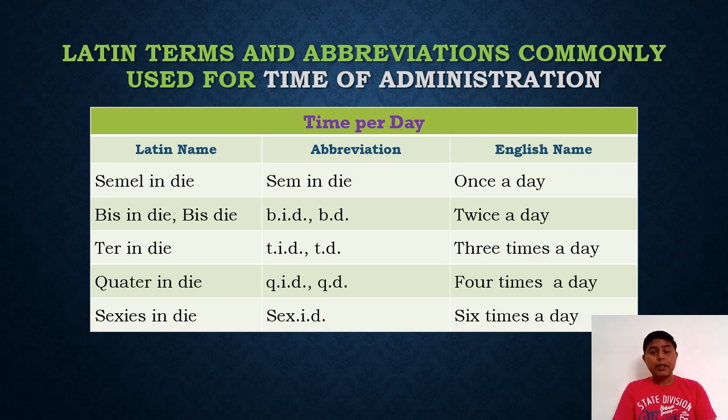Then Latin terms and abbreviations commonly used for time of administration, time per day. Semel in die, once a day; bis in die, twice a day; ter in die, TID, that is three times a day; quater in die, that is QID, four times a day; sexies in die, that is six times a day. So for any drug, how many times it has to be taken in a day, like one time, two times, three times, four times or six times a day, can be given in Latin terms likewise.